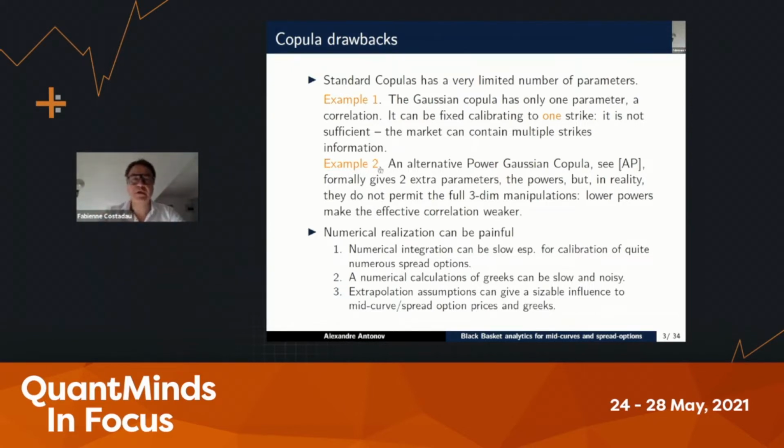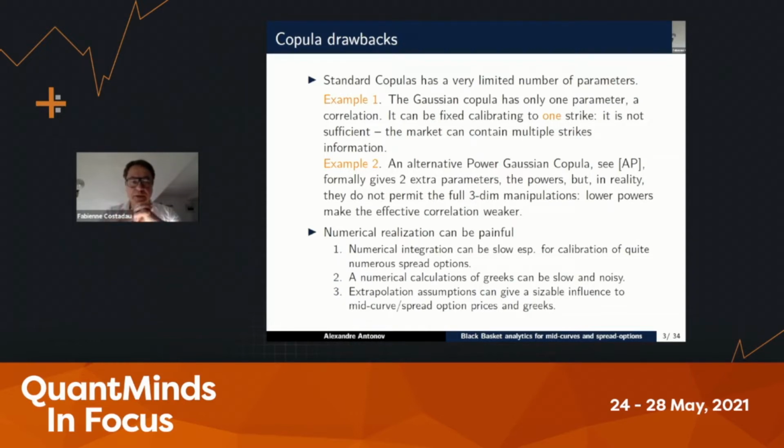We can make a simple alternative, which is called the power Gaussian copula. Again, you can see it in the Andersen-Piterbarg book. Formally it gives us two extra parameters, these powers. However, in reality, they do not permit full three-dimensional manipulation of the spread options. Actually, low powers make the effective correlations much weaker. If these powers are zero, the effective correlation will be just zero between the rates.